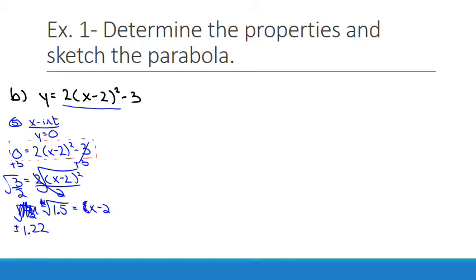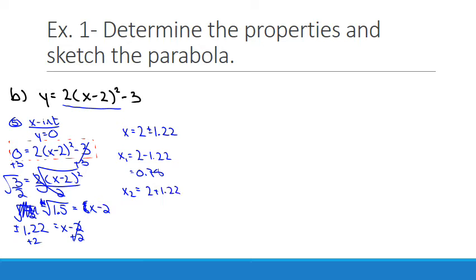Yeah, equals x minus 2. And then now I can add 2. So what I have here is x equals 2 plus or minus 1.22. And then I can just solve them both. So my first answer, 2 minus 1.22, is 0.78. My second answer, 2 plus 1.22, is 3.22.